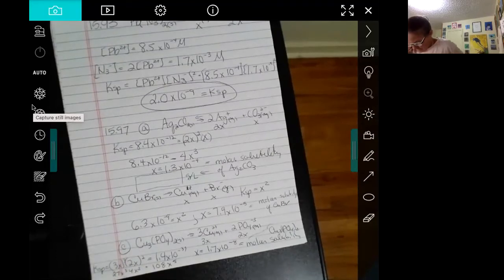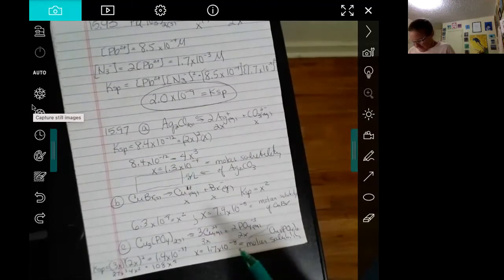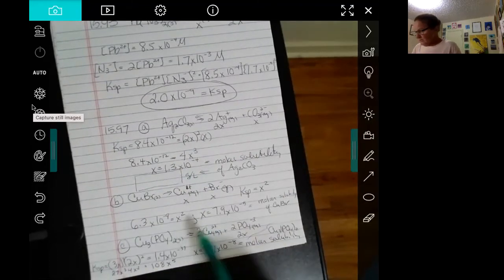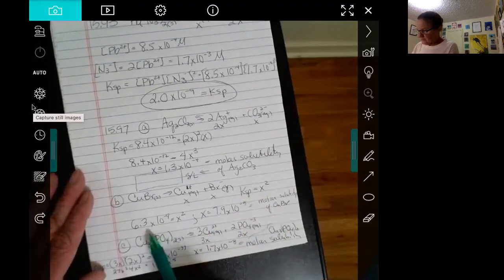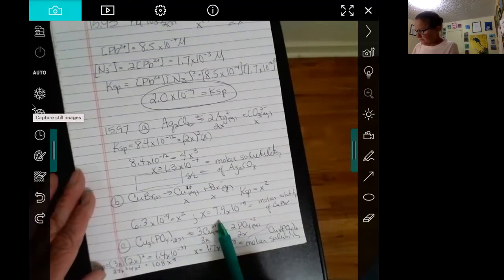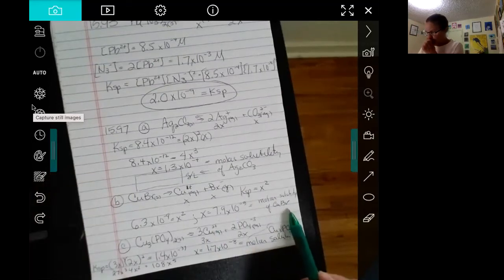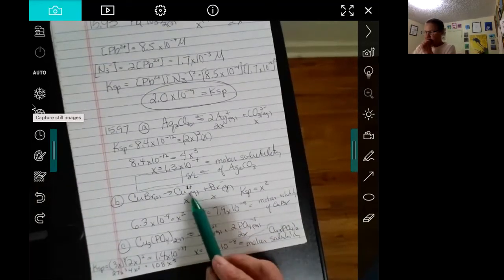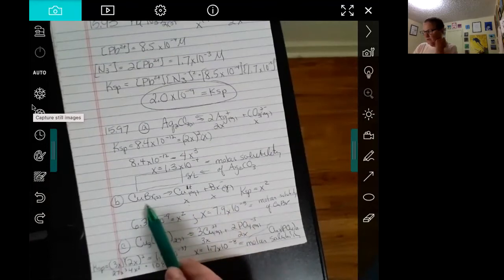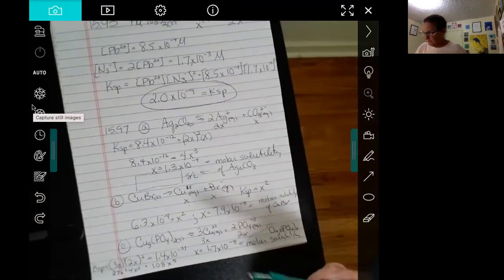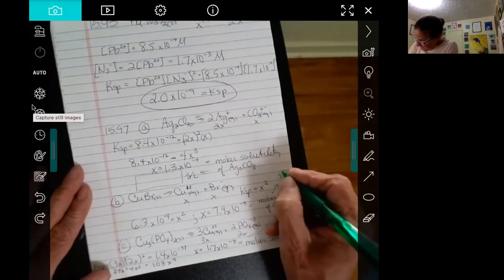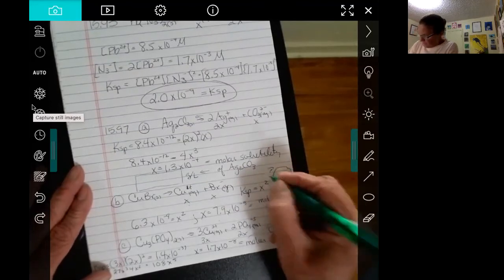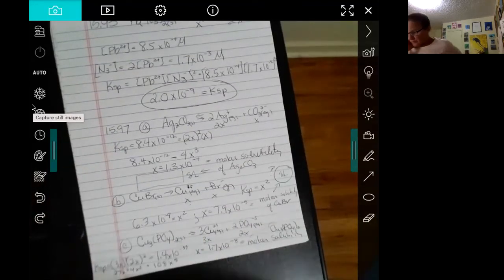So B, come back after you get this. Then look at B, copper bromide. This one's a little easier. KSP will just equal x times x, so x squared. You look up the KSP, you get the x, and then you have the molar solubility, because one copper(I) bromide dissolves to give one copper(I) and one bromide. So also convert that to grams per liter with the molar mass of copper bromide.